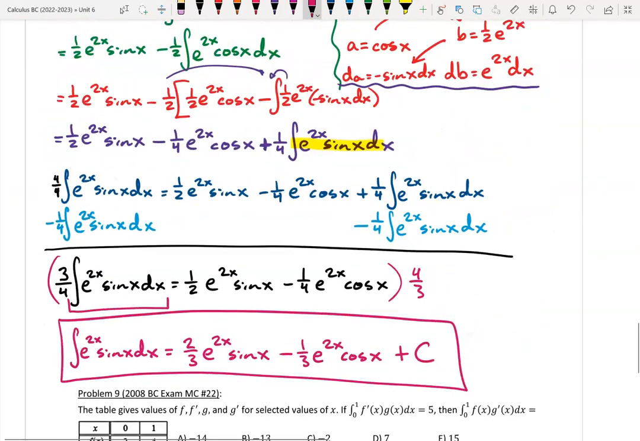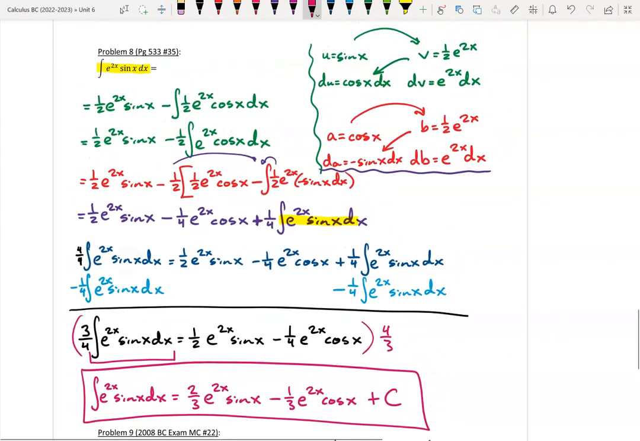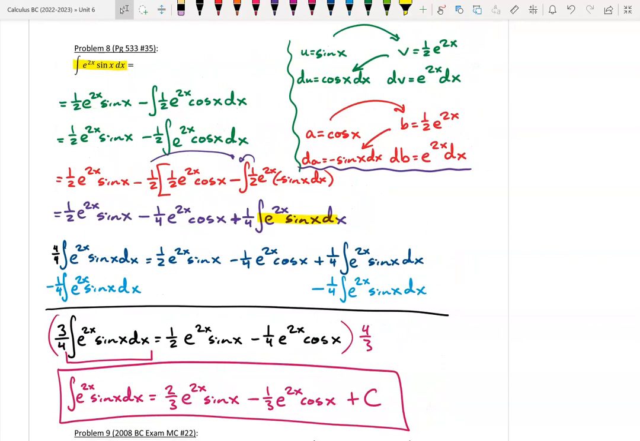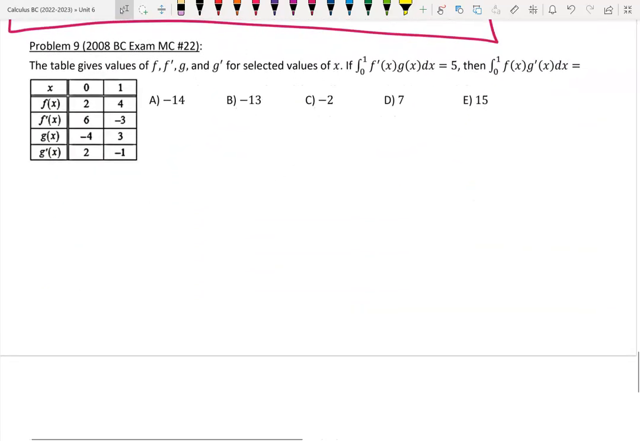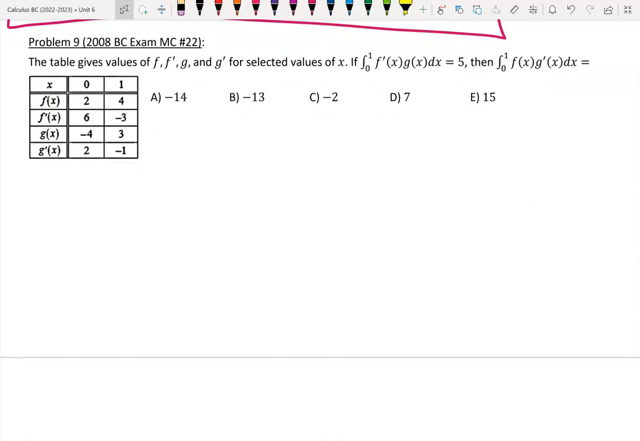All right, so that is a crazy problem there, but that is how it is worked out. Hopefully you're able to follow along as we went. But yeah, let's go ahead and do that last problem, and then we should be good. Thankfully this one is not nearly as crazy as that last one, but we have a table with f, f prime, g, and g prime select values, and we have this here.